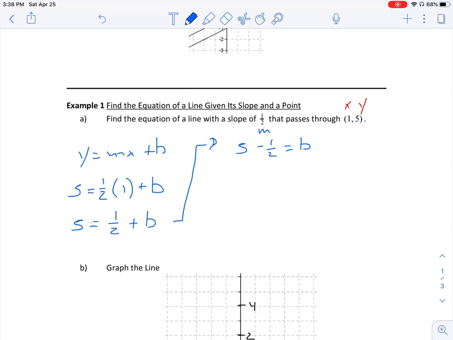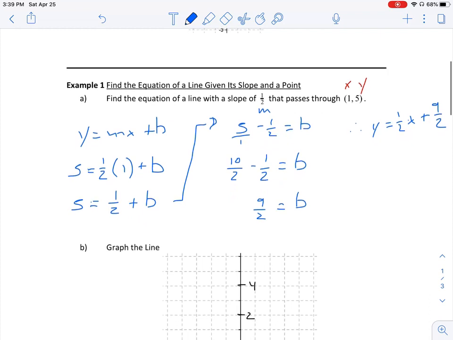We have some subtracting of fractions. Remember that a whole number can always be written as over 1. The first thing I would need to do is to have the denominators the same. So I would multiply the first fraction here by a factor of 2 so that my denominators are the same. So I would get 10 over 2 minus 1 over 2 is equal to b. Well, 10 minus 1 is 9 over 2 is our b value. So that means that the equation of this line is y is equal to 1 over 2x plus 9 over 2.